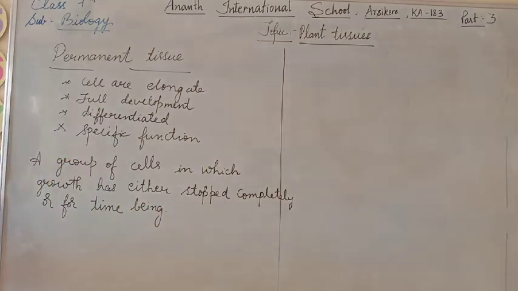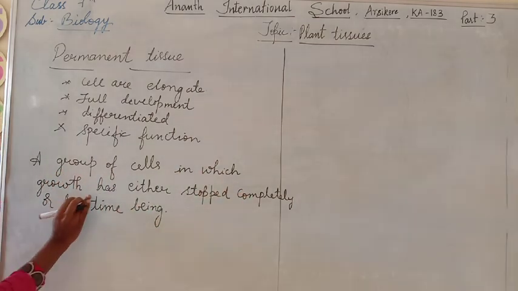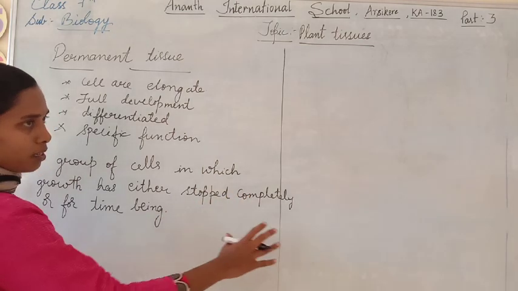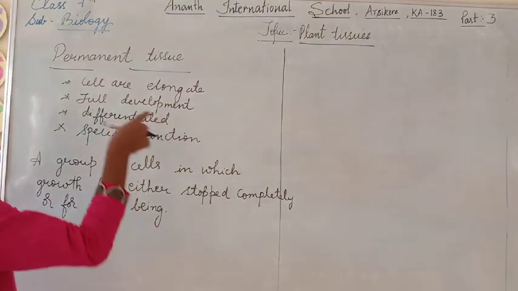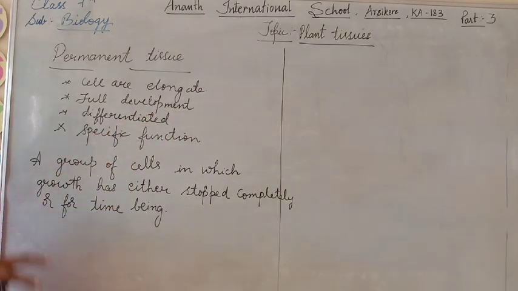So, what do you mean by permanent tissue? A group of cells in which growth has either stopped. Maybe the growth is stopped completely, because the cells are already fully developed. Or for the time being, the growth will be stopped. This is called the permanent tissue.